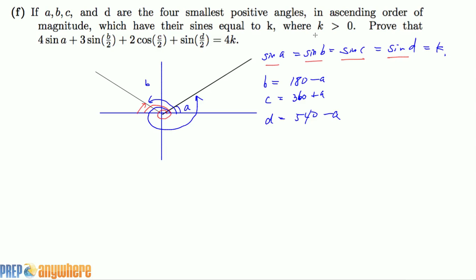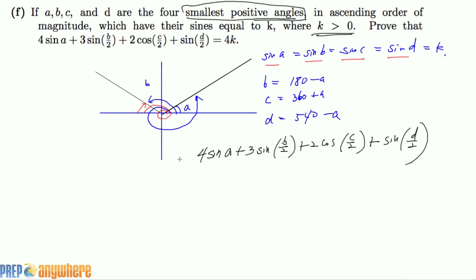The K value being positive just means that the angle we're talking about is either in the first or second quadrant. So I assumed A was in the first quadrant because they said the smallest positive angles, right? If it was in the second quadrant, it would be bigger.